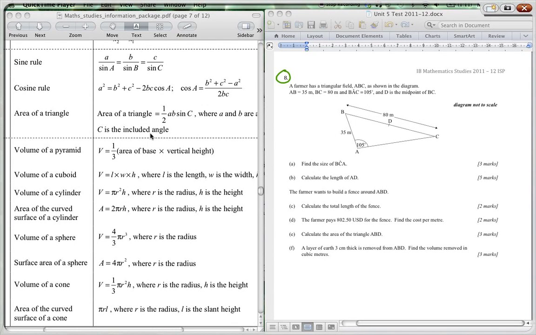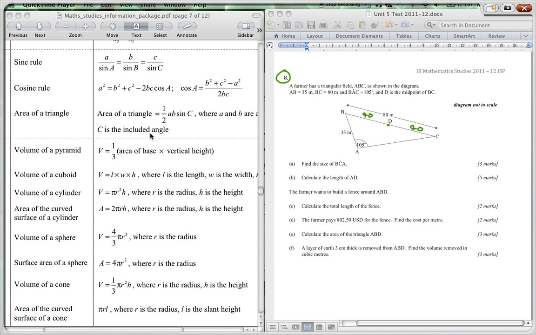For question 8, it says a farmer has a triangular field ABC as shown in the diagram. AB is 35 meters long, BC is 80, and BAC is 105 degrees. D is the midpoint of BC. So obviously each of these are going to be 40 and 40 like that.